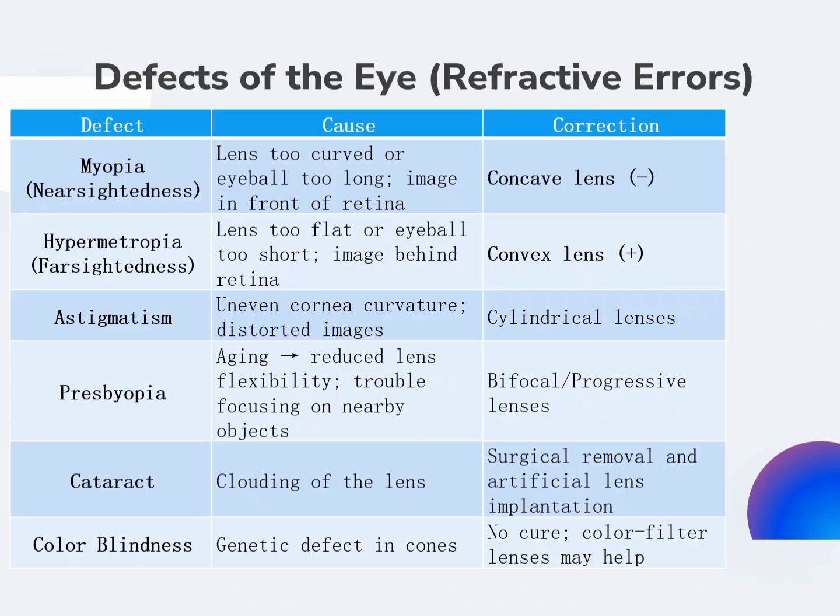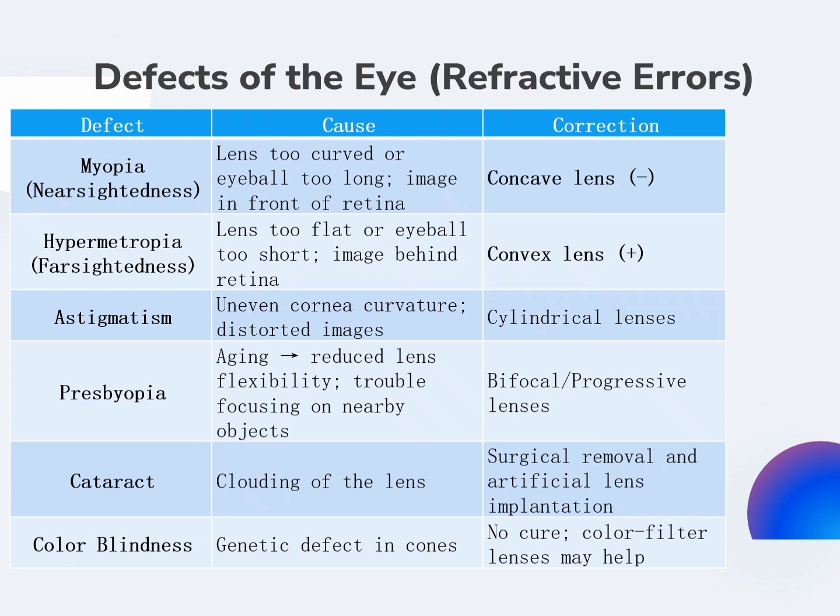Refractive errors of the eye. Our eyes aren't always perfect, and various refractive errors can occur. Myopia or nearsightedness. This happens when the lens is too curved or the eyeball is too long, causing the image to form in front of the retina. It's corrected with a concave lens. Hypermetropia or farsightedness. Here the lens is too flat or the eyeball is too short, meaning the image forms behind the retina. A convex lens is used for correction.